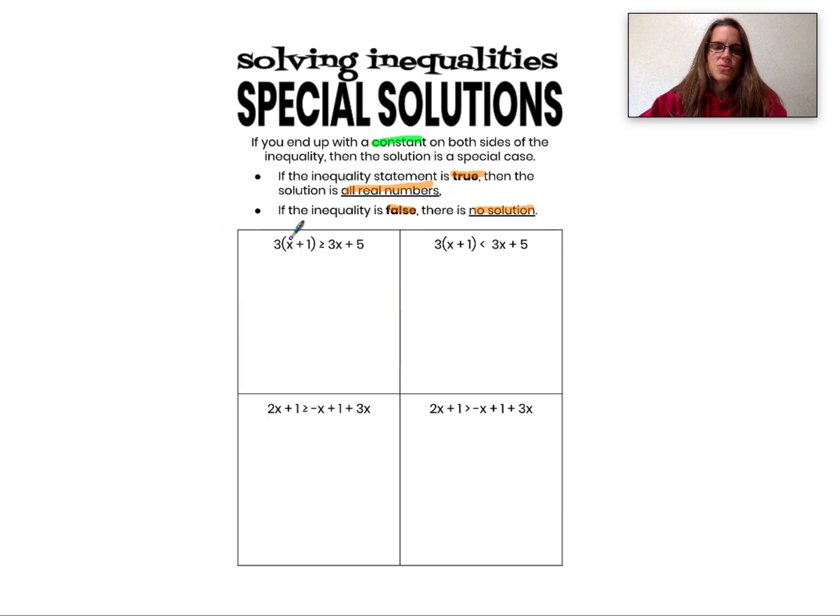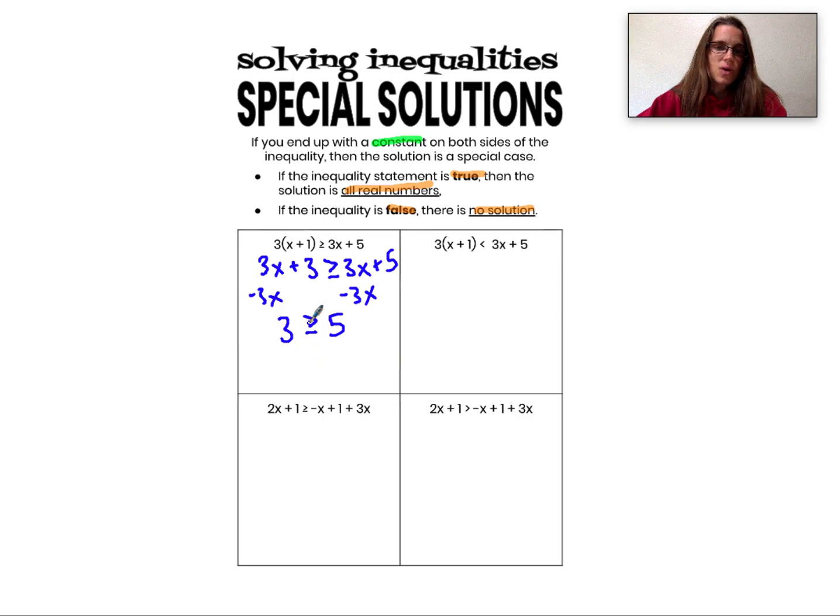First example, 3 times x plus 1 is greater than or equal to 3x plus 5. First, we use the distributive property. 3 times x is 3x, plus 3 times 1 is 3. 3x plus 3 is greater than or equal to 3x plus 5. Next, we subtract 3x from both sides. And we end up with a constant on either side of the inequality. 3 is greater than or equal to 5.